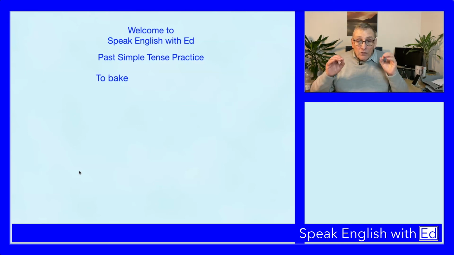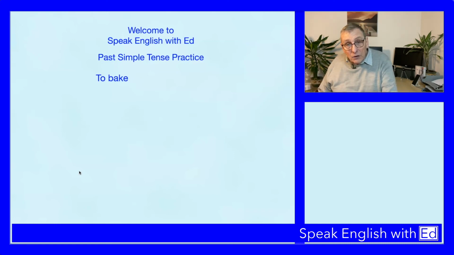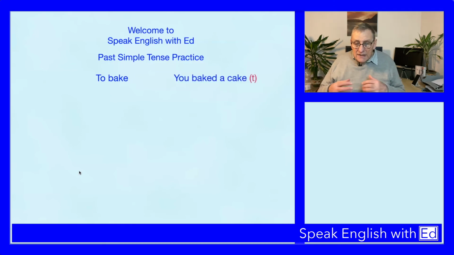So we've got the verb to bake. How are we going to put this into a sentence in the past tense? How are we going to change the verb bake into the past tense? Okay, you got it? It's baked. So we can put it in a sentence like, you baked a cake. I baked a cake. I baked a pudding.